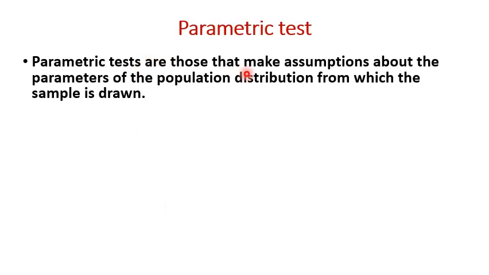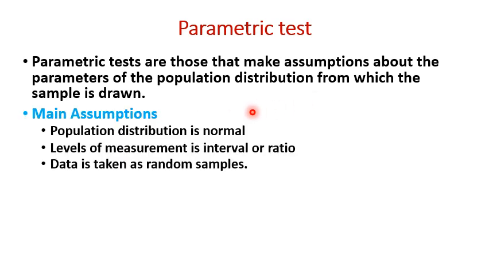First one, parametric tests. Parametric tests are those that make assumptions about the parameters of the population distribution from which the sample is drawn. So parametric tests are used to make assumptions about the population with the help of sample data.